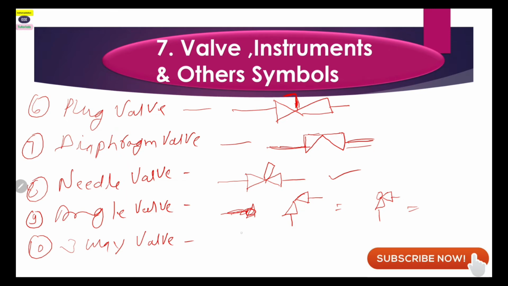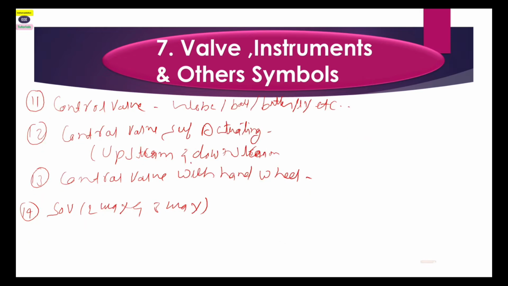Three-way walls means your process may enter from here and it can go from here, or may enter from here, it can go from here, it can go from here. I mean, three-way direction is possible in a three-way wall. So these are the wall symbols.